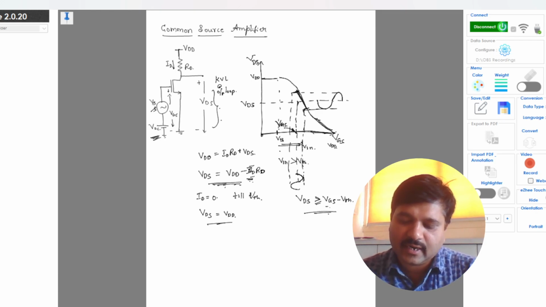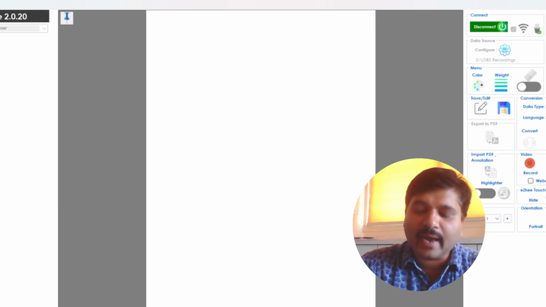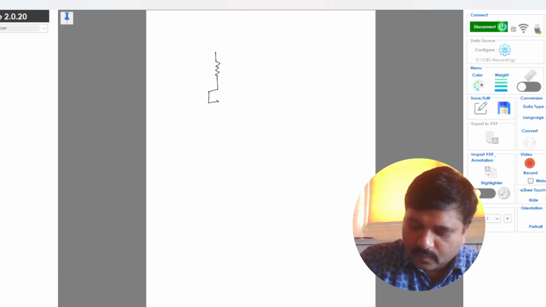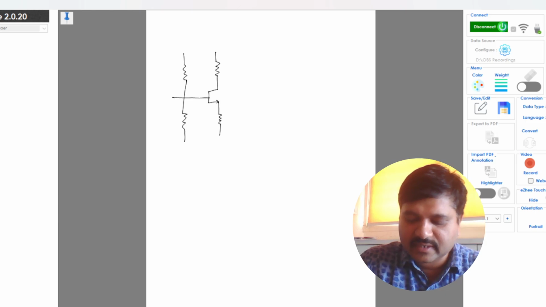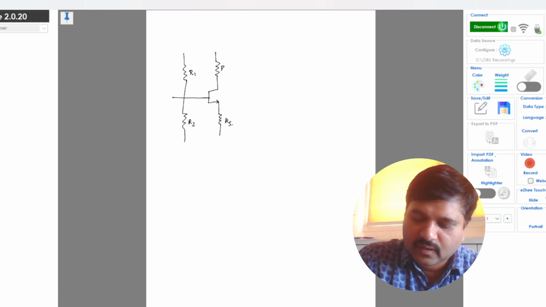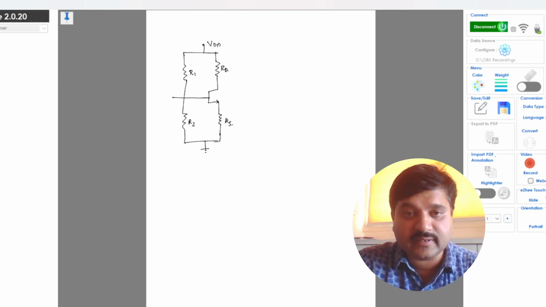So that was the theoretical common source amplifier. Practically, we are going to bias this circuit. The practical common source amplifier will consist of the biasing circuit, which we bias using the voltage divider bias R1 and R2, and this is source resistance and this is drain resistance. And this is VDD, right?